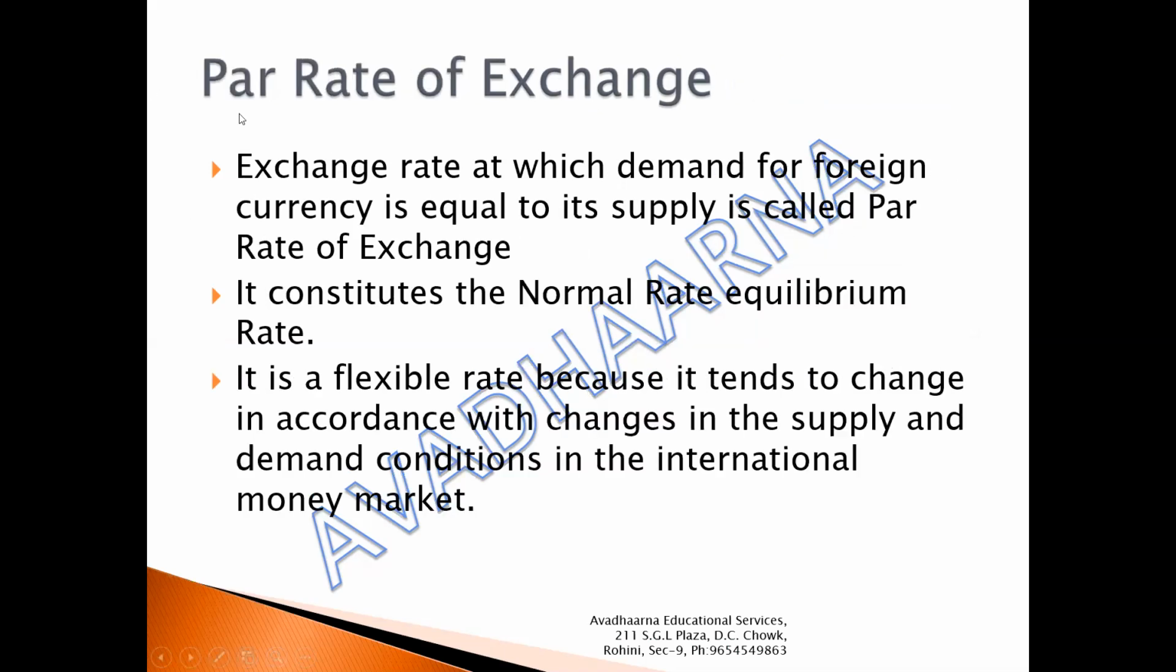There is one more term, par rate of exchange. The exchange rate at which demand for foreign exchange is equal to its supply is called the par rate of exchange. It constitutes the normal rate, the equilibrium rate, and it is a flexible rate because it tends to change in accordance with changes in the supply and demand conditions in the international money market.